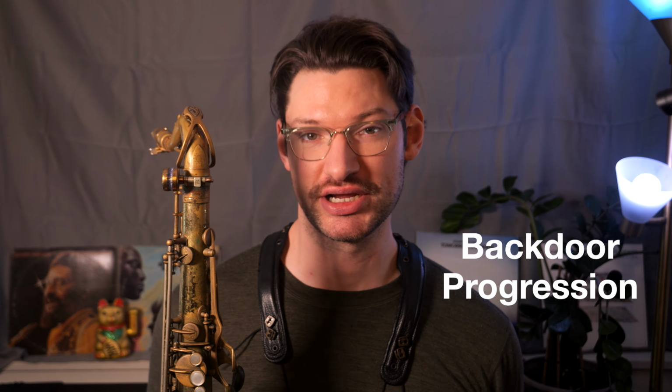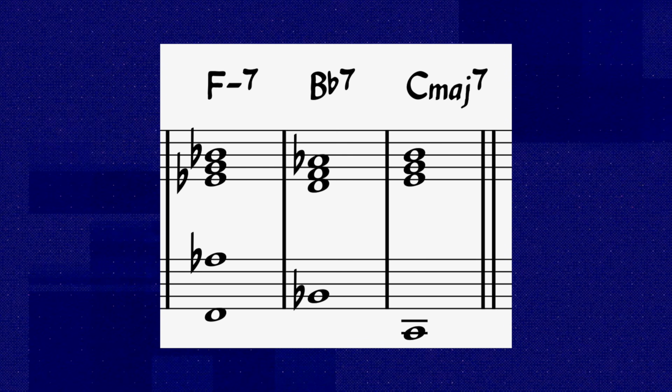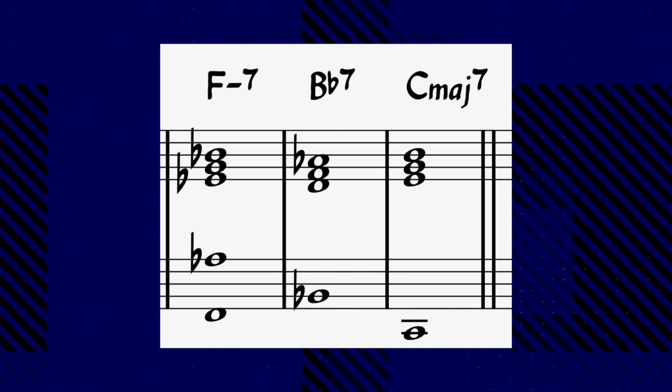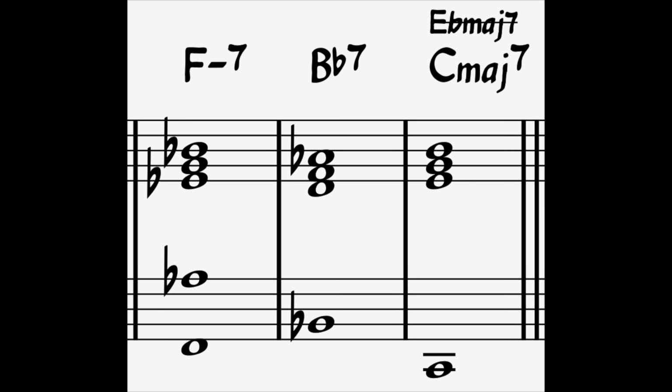A backdoor progression replaces the 2-5 with a minor 4 chord and a flatted 7th dominant chord. So it's just like playing the 2-5 from the key that's a minor third above where we started. So a backdoor progression to a C major would be F minor 7, B flat 7. That would typically resolve to an E flat major.